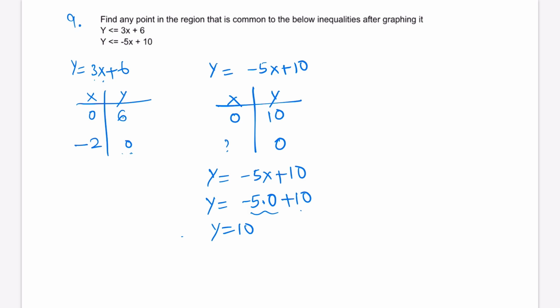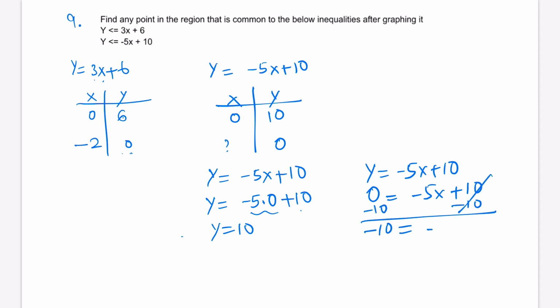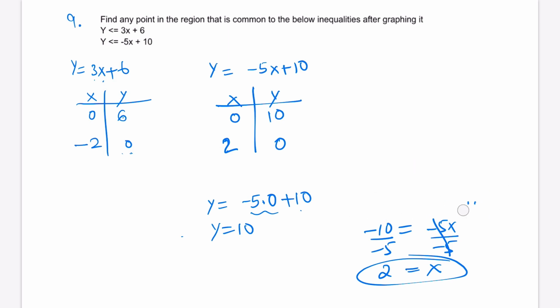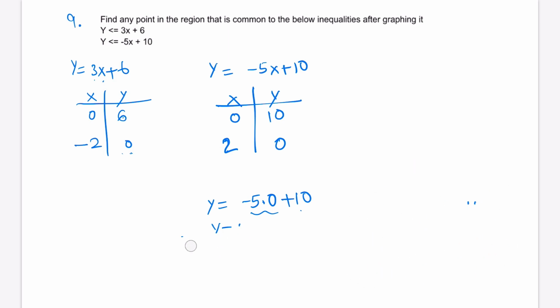Let's do the same thing to find the value of x when y is 0. Y is negative 5x plus 10. Now y is 0, let's find x. Remove 10 from both sides. Negative 10 is negative 5x. Divide both sides by negative 5. We're left with 2 on the left side and x on the right side. So x should be 2. When x is 0, y is 10, and when y is 0, x is 2. So we determined the 2 points for each of the linear equations.